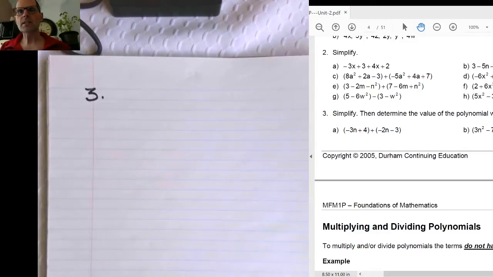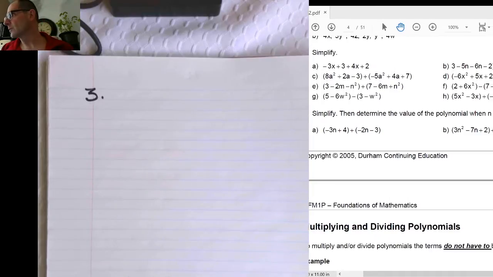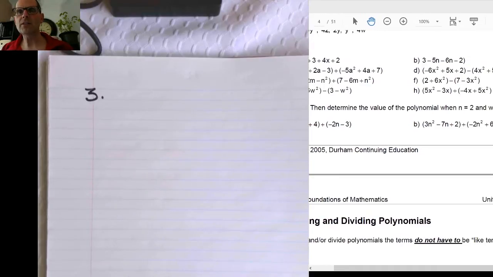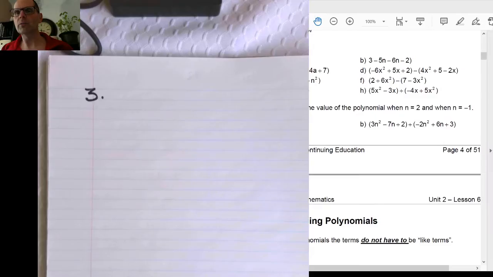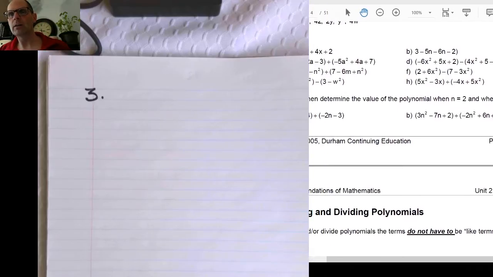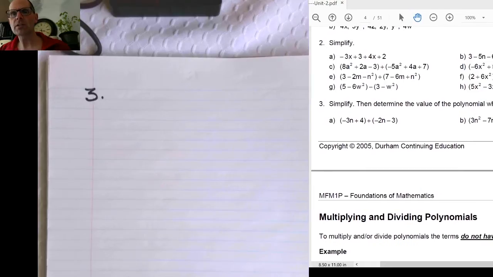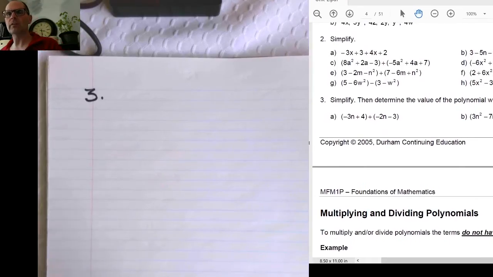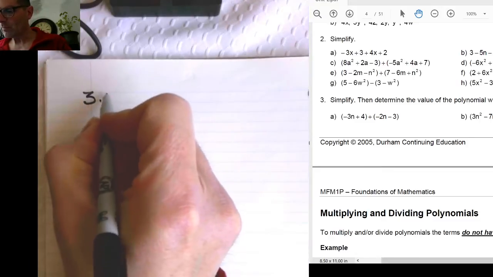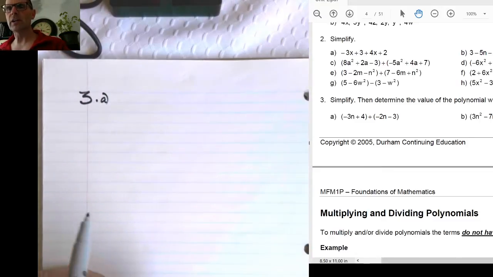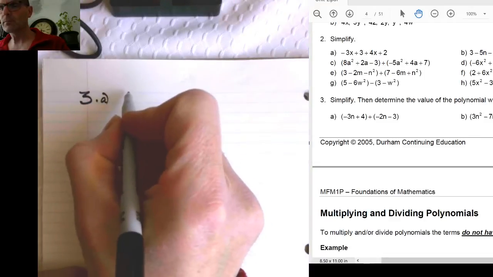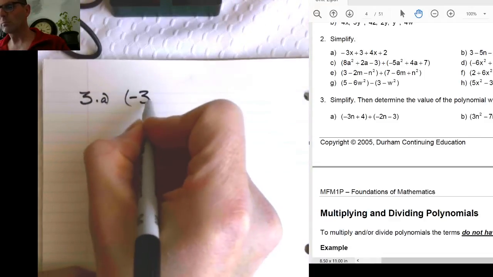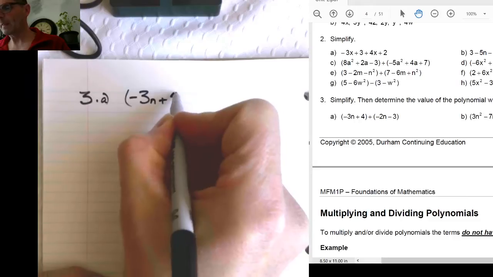So number 3 says to simplify, so we do the same thing we've been doing, and I'm just going to scroll this across here. Simplify, then determine the value of the polynomial when n equals 2 and n equals negative 1. Okay, so we have to first simplify and then figure out what the value of that expression would be given particular values for the variables. So let's just start by simplifying first.